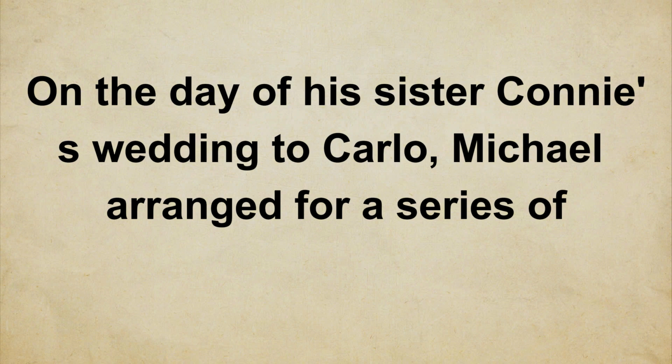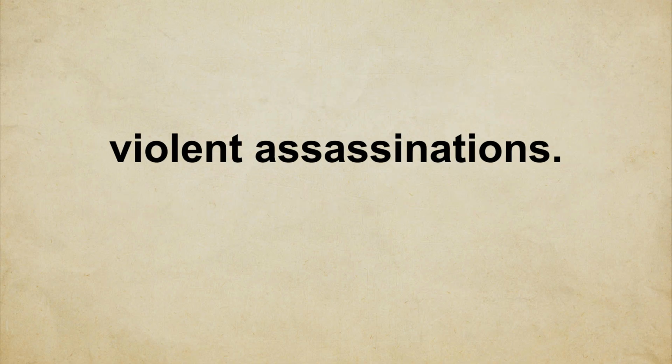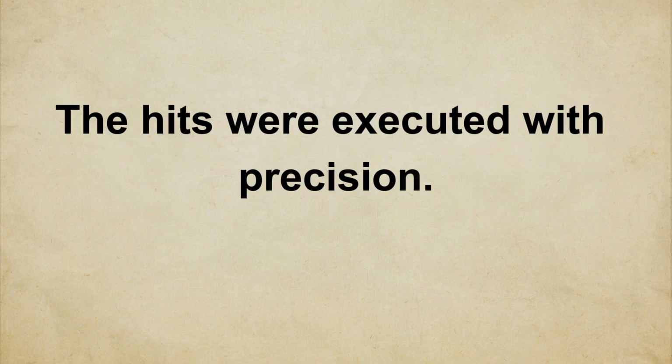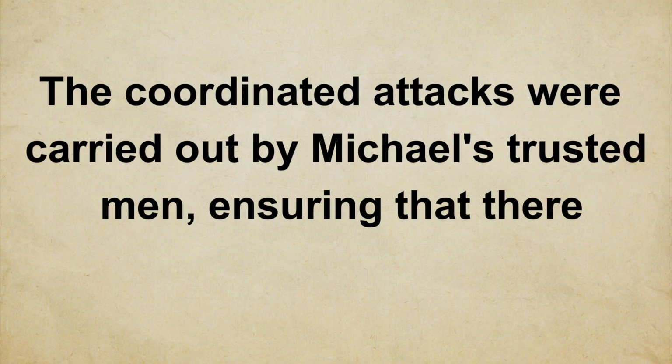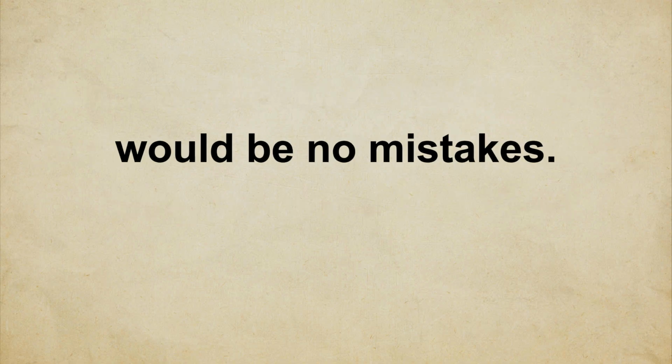On the day of his sister Connie's wedding to Carlo, Michael arranged for a series of violent assassinations. The hits were executed with precision. The corrupt Salazzo, the traitorous Barzini, and several of his men were all eliminated in one fell swoop. The coordinated attacks were carried out by Michael's trusted men, ensuring that there would be no mistakes.